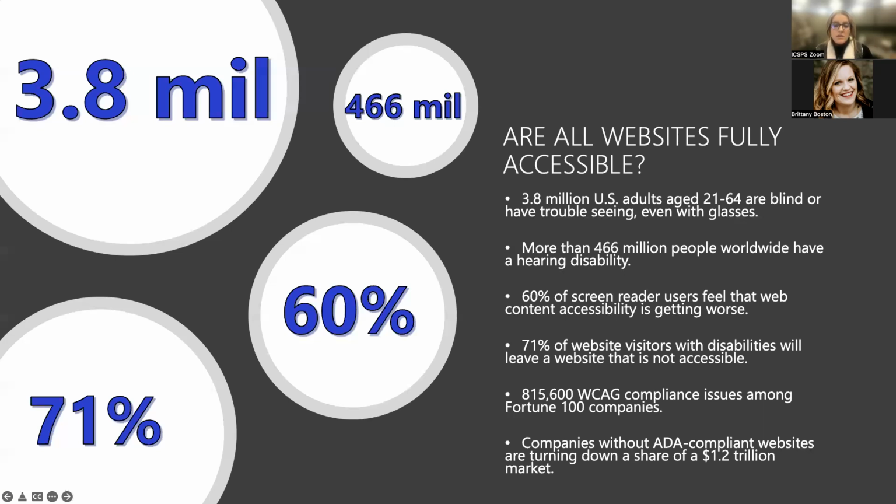And so this is in large part because 71% of people with disabilities will leave that website. They won't even entertain your department or your program if you're trying to reach potential students. I mean, if you can't use something, imagine how frustrated you get, right? So it's the same kind of concept. And so we have to make sure that our websites and our programs are accessible.